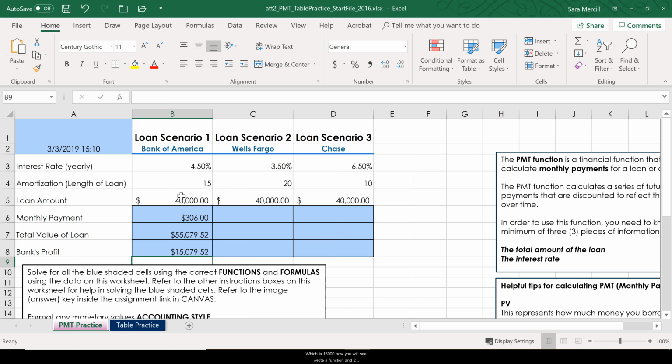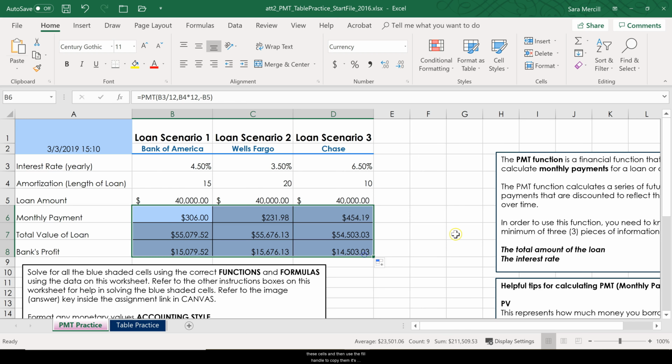Now you will see I wrote a function and 2 formulas for Bank of America, and because I use cell referencing, here is the power. I can select all 3 of these cells and then use the fill handle to copy them. It's like magic, but not really.